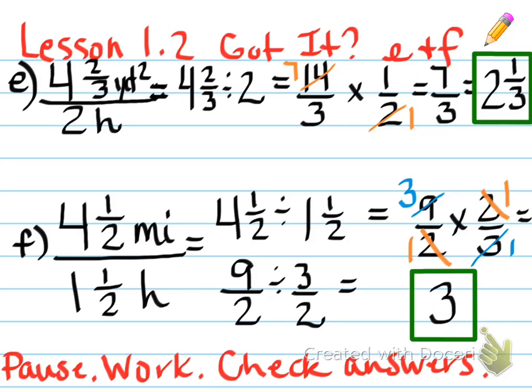Now for F, we have Aubrey can walk 4.5 miles in 1.5 hours. Find her average speed in miles per hour. So it is asking you to find the unit rate for the rate that's involved. So again, trying to squeeze the work on one page here, I have 4.5 divided by 1.5.